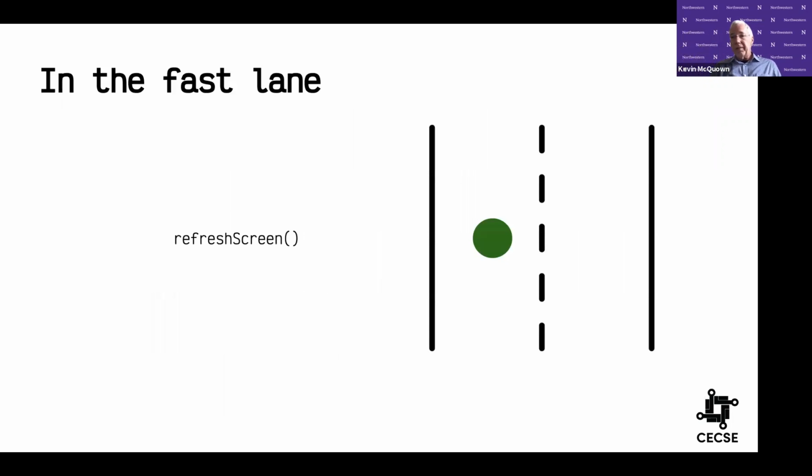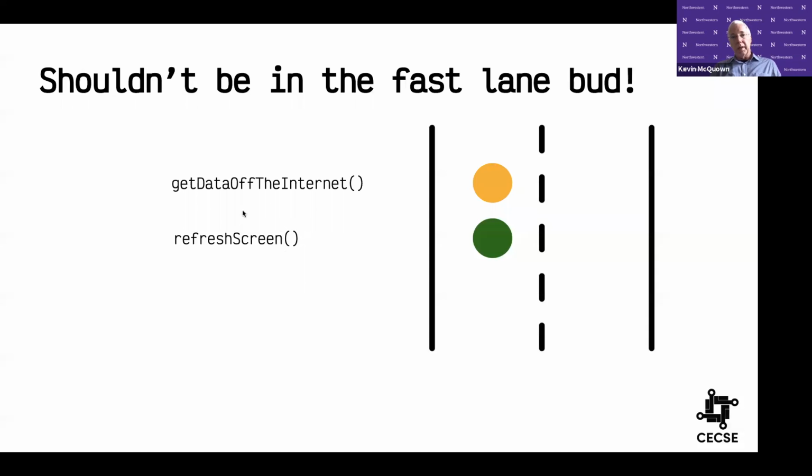So when you're in the fast lane, if we call refresh screen, we're green, we're good, and we're moving right along. But then somebody comes along here and says, hey, I need to get data off the internet. And I have yellow here because it's slow. It's not as fast as the other. So what happens is this thing is ahead of this and blocks it, and now it can't refresh the screen because in our lane of traffic, we have this guy that's going really slow and we can't get around them.